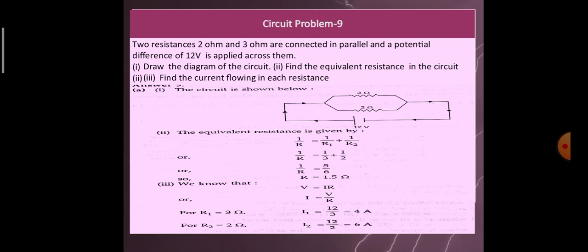by R. For R1 being 3 ohm, I1 is equal to 12 by 3, which is 4 amperes. And for R2, which is 2 ohm, I2 will be 12 by 2, 6 ampere.